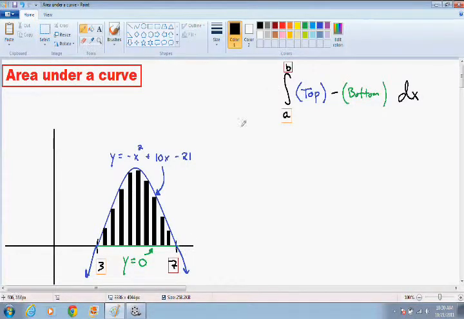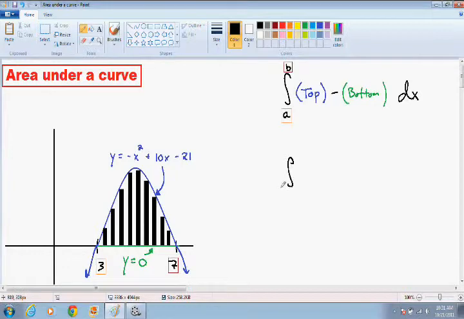Our top function is represented by the function which the top of the rectangles touch. Notice how every single rectangle, the top of them touch the function negative x squared plus 10x minus 21. So that is our top function. And our bottom function is the function which the bottom of the rectangles touch. Notice how every single rectangle, the bottom of them touch the curve y equals 0, or the y-axis. So the area in between these two curves is the integral.